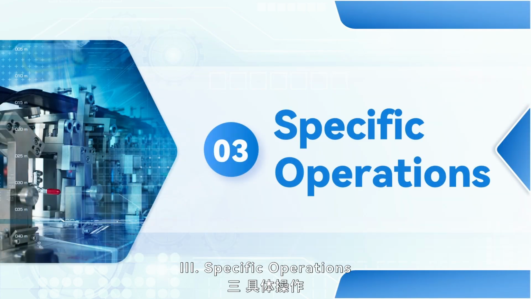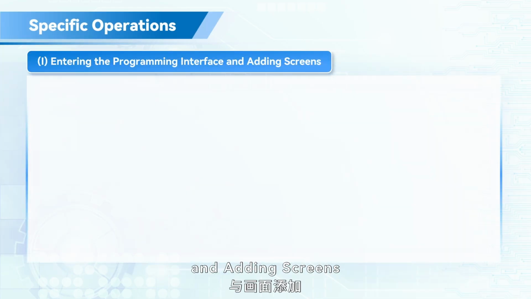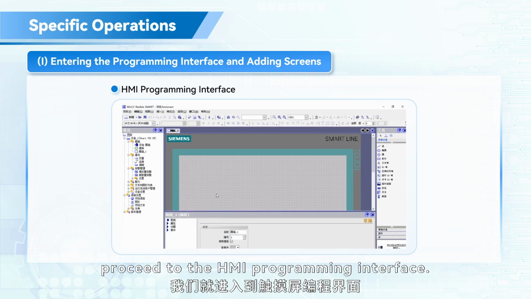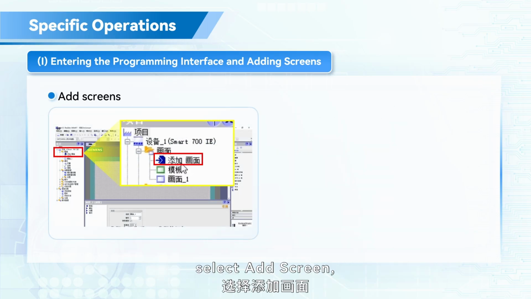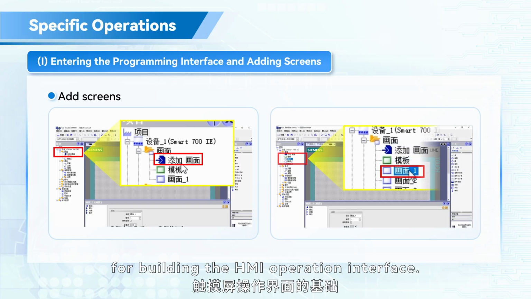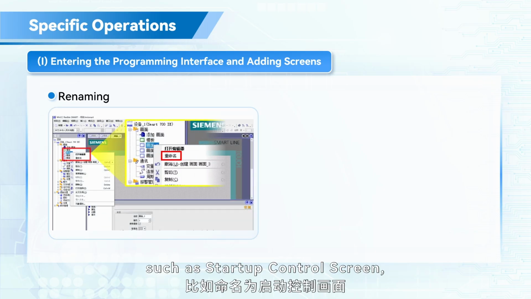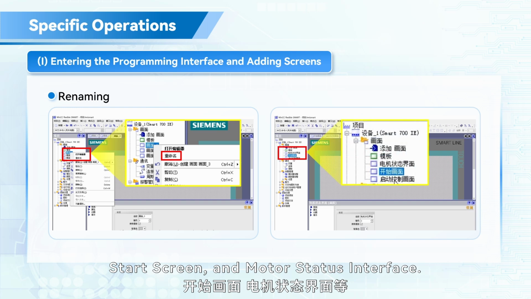3. Specific operations. 1. Entering the programming interface and adding screens. After confirming the HMI type, proceed to the HMI programming interface. In the screen module on the left, select Add Screen, which is the foundation for building the HMI operation interface. Right-click on the added screen to rename it, such as Startup Control Screen, Start Screen, and Motor Status Interface.